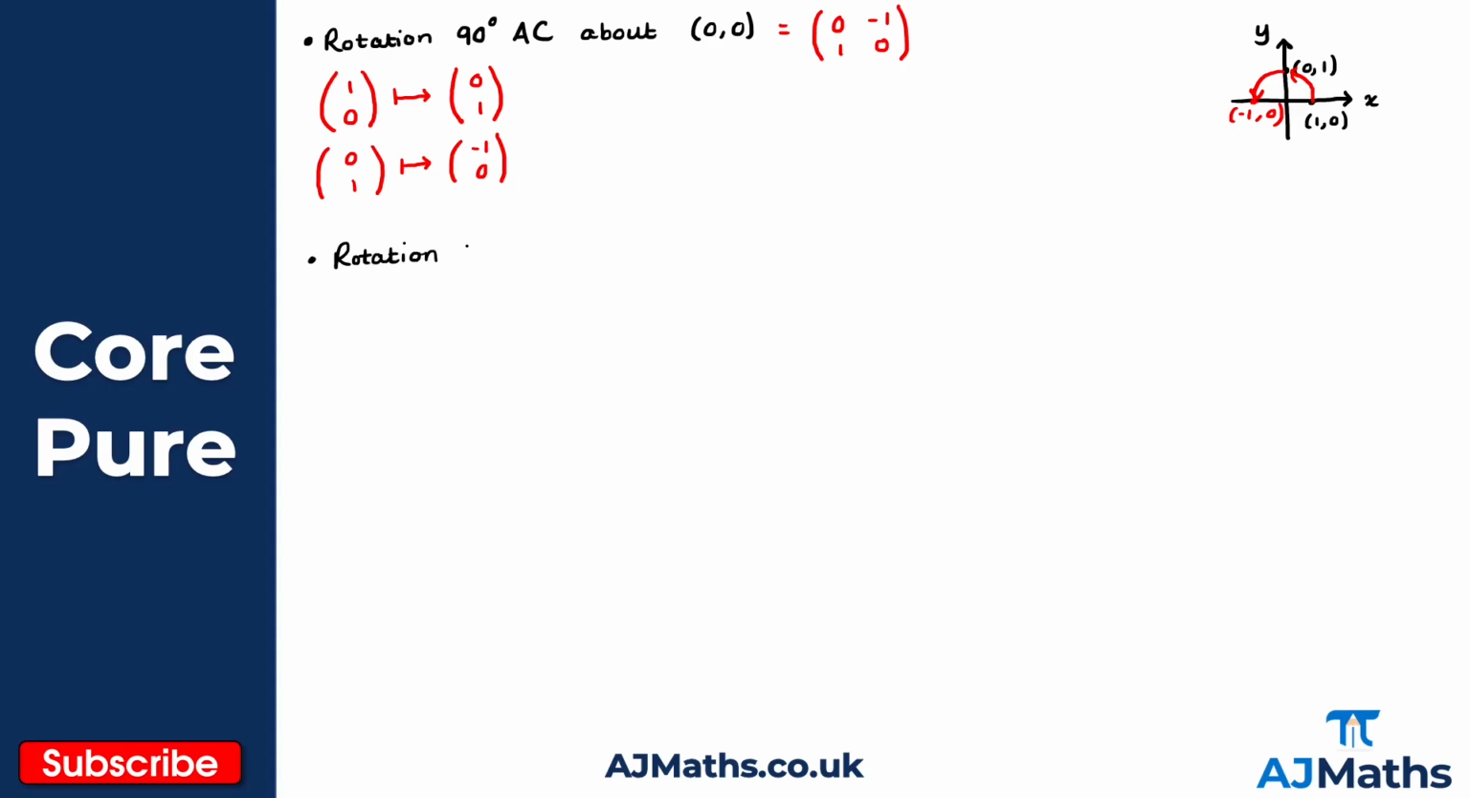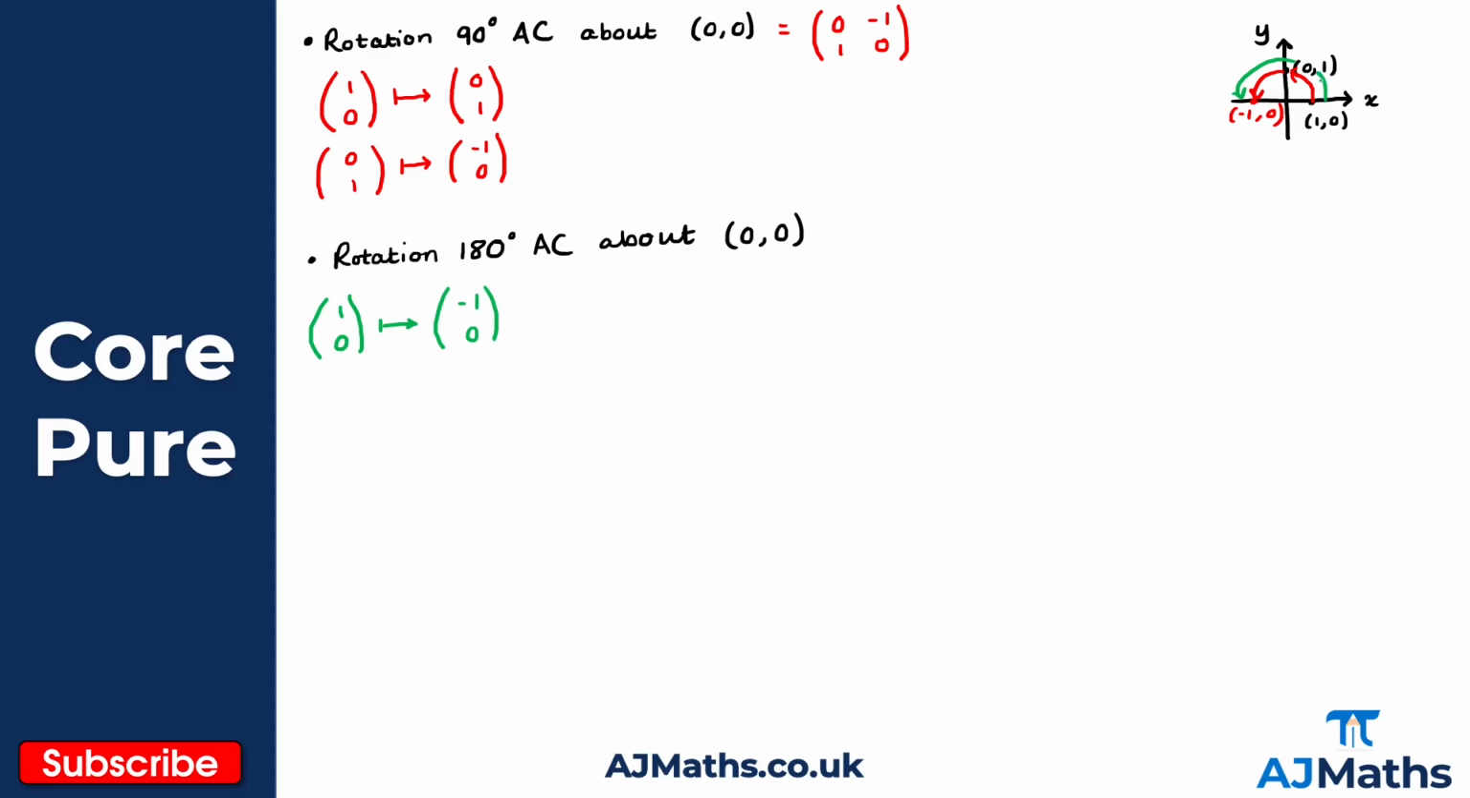So a rotation of 180 degrees anti-clockwise about the origin. What would that be? So again, let me do this in a different color. I'll do this now in green. Again, we start with these 2 points here. Now if I go 180 degrees anti-clockwise, starting with 1, 0, we're going to go all the way around, which will take us to this point here. So now I can see that 1, 0 maps to minus 1, 0.